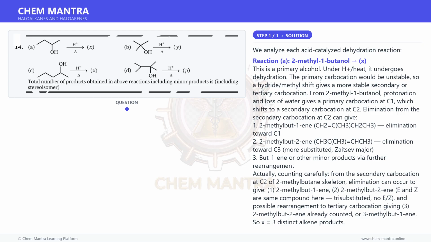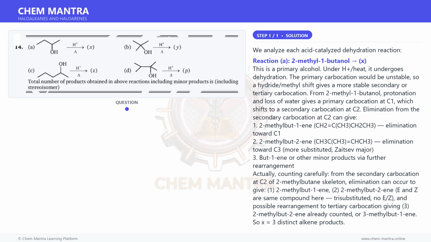We analyze each acid-catalyzed dehydration reaction. Reaction A: 2-methyl-1-butanol, X. This is a primary alcohol. Under H+ and heat, it undergoes dehydration. The primary carbocation would be unstable, so a hydride or methyl shift gives a more stable secondary or tertiary carbocation.